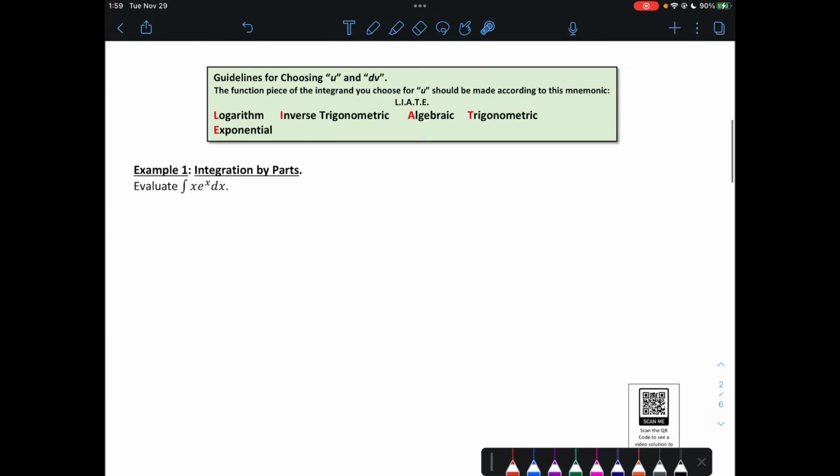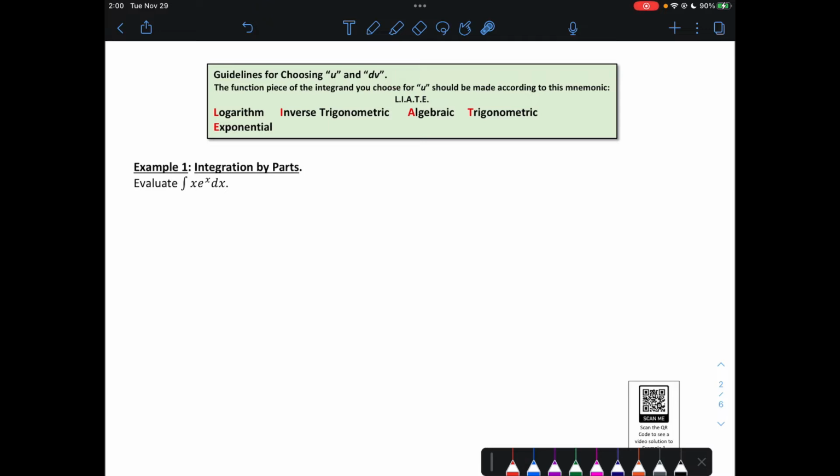A couple guidelines here. First of all, how do I know what to choose for u and for dv? The function piece of the integrand you choose for u should be made according to this mnemonic. U should be a logarithm. If you don't have logarithms, then an inverse trig. If you don't have one of those, then a polynomial, an algebraic. If you don't have one of those, then a regular trig. And if you don't have one of those, then an exponential. Okay, and then the other part would be your dv.